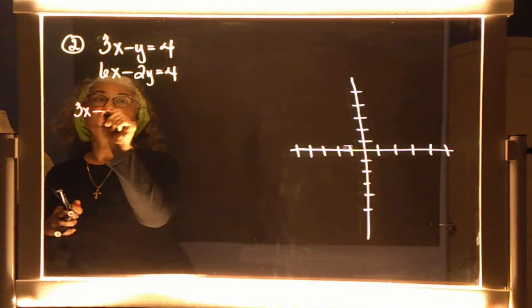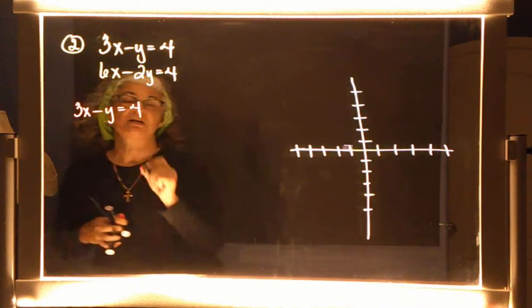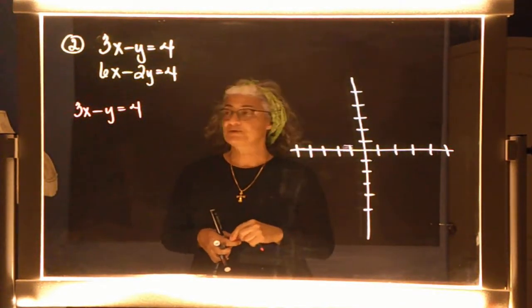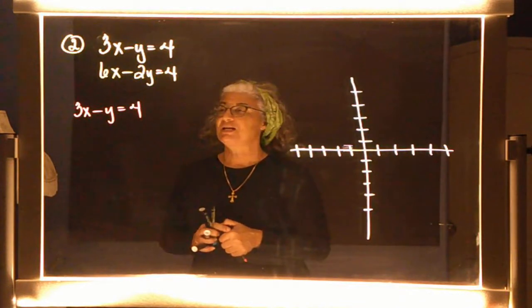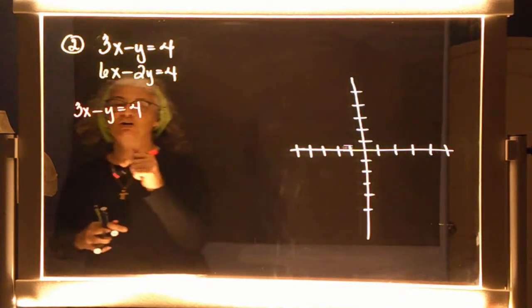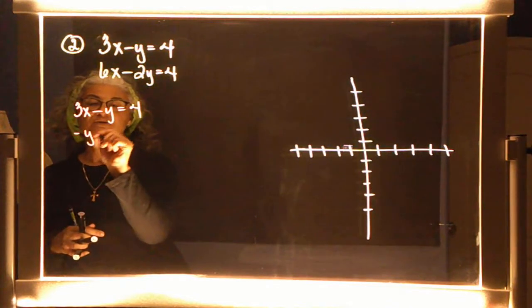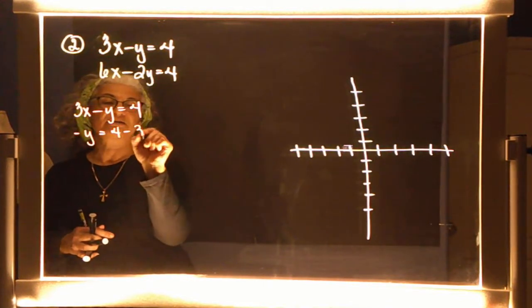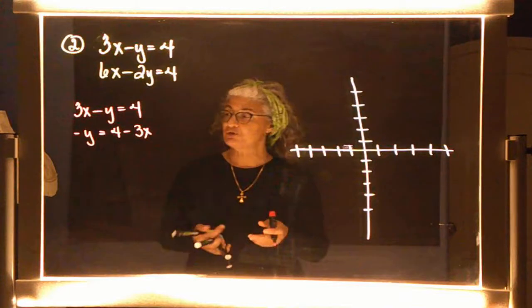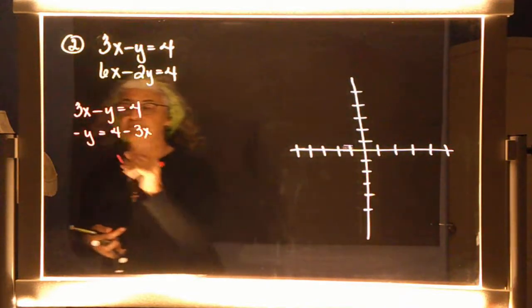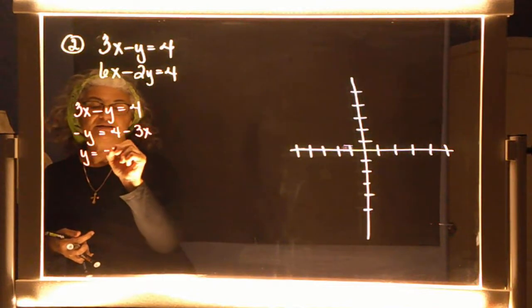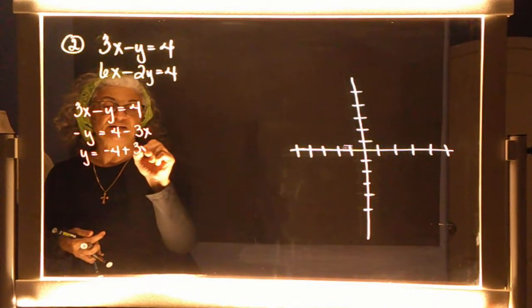So 3x minus y equals 4. And I'd like to get one of those variables by itself. Which one do you think would be easier to get by itself? Yeah, probably the y. All right, so that means we have to minus the 3x from both sides, right? And then we're going to have to multiply by that -1 so the y is positive. Agreed? So when I do that, I end up with y equals -4 plus 3x.